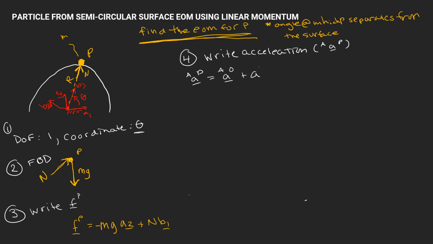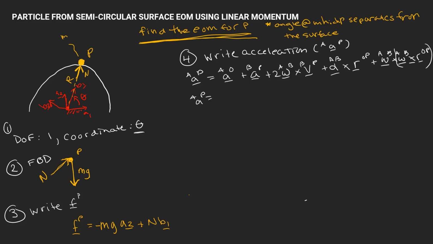plus the acceleration of point P in frame B, plus 2 times the angular velocity of frame B in frame A crossed with the velocity of point P in frame B, plus the angular acceleration of frame B in frame A crossed with our position vector ROP, plus again our angular velocity crossed with angular velocity crossed with our OP. Those are parentheses there.